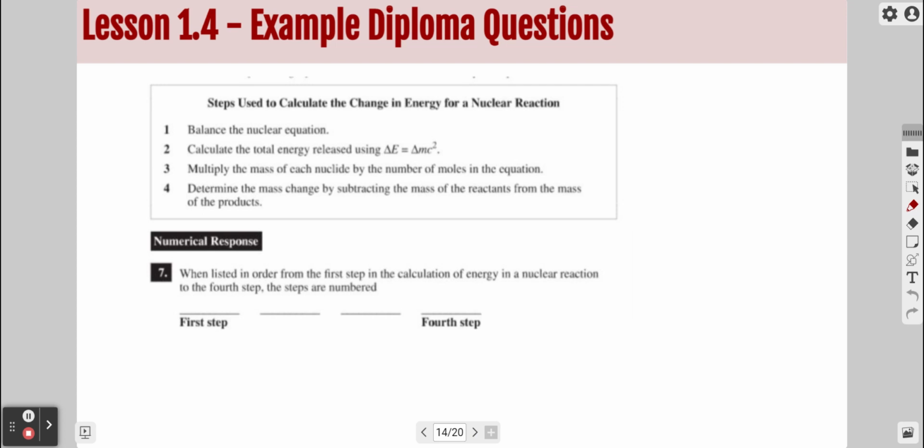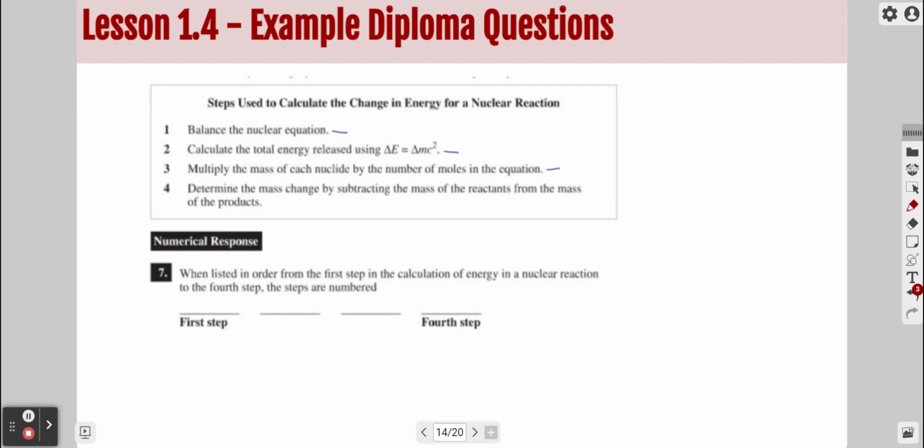All right, so steps, here's an example diploma question. Steps used to calculate the change in energy for a nuclear reaction. Okay, so what are the steps? You've got to list them in order. So we have: balance the nuclear reaction equation, calculate total energy released, multiply the mass of each nuclide by the number of moles in the equation, determine the mass change by subtracting the mass of the reactants from the mass of the products.